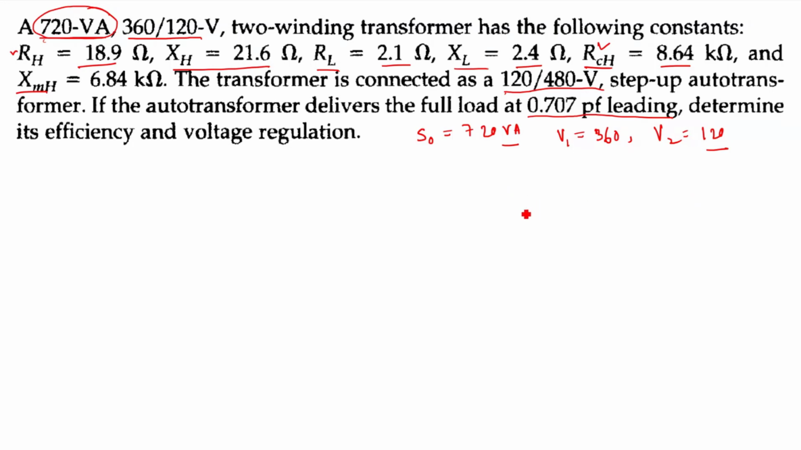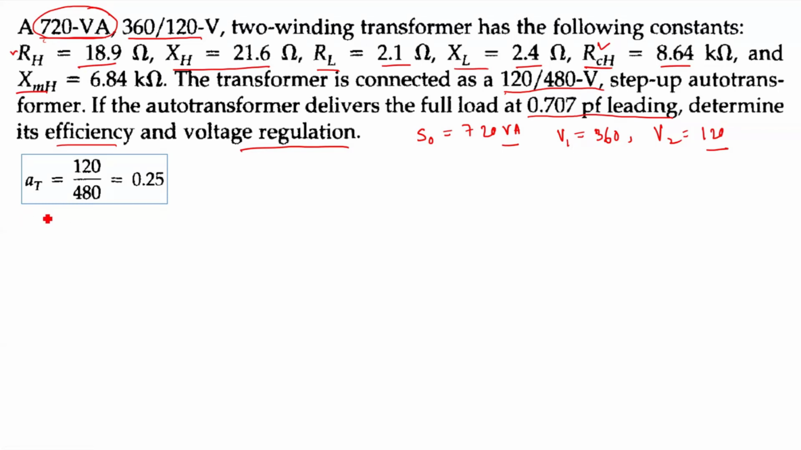So now let us find the performance of the autotransformer by finding the efficiency and voltage regulation. In this analysis, we'll consider the exact equivalent circuit. Similarly, we can do this analysis using the approximate equivalent circuit as well. Now let us draw the autotransformer circuit. Before that, let us find the transformation ratio of the autotransformer.